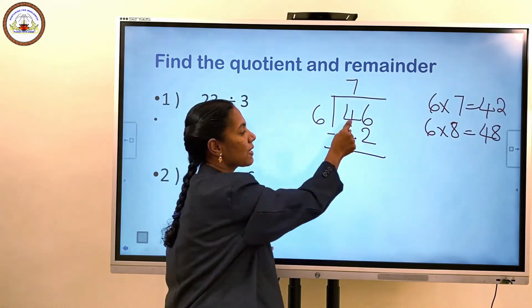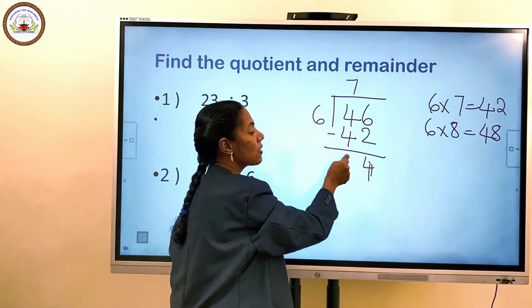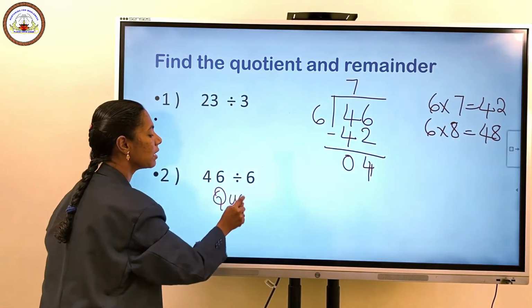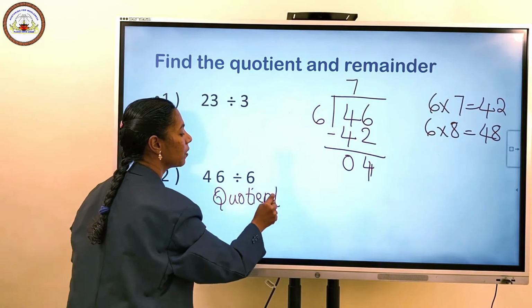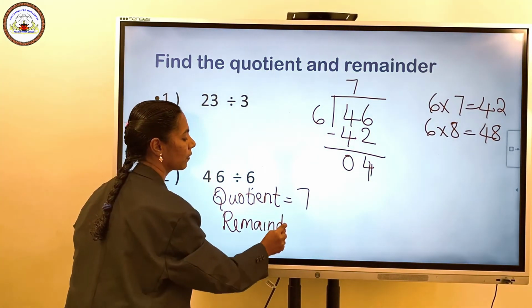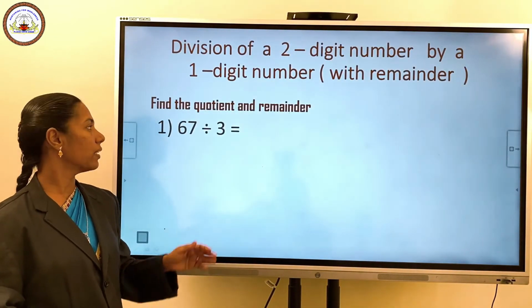Now subtract: 6 minus 2, 4. 4 minus 4, 0. Here quotient is equal to 7. Remainder is equal to 4.